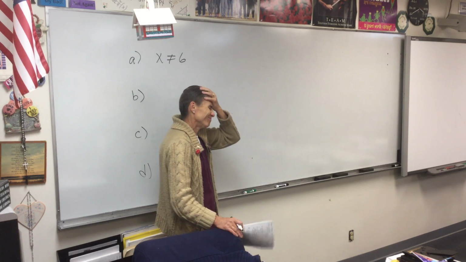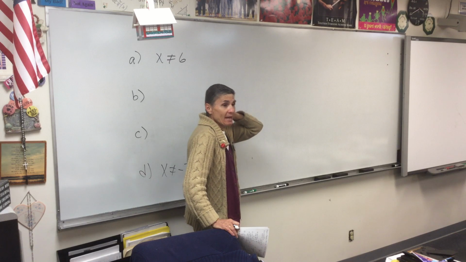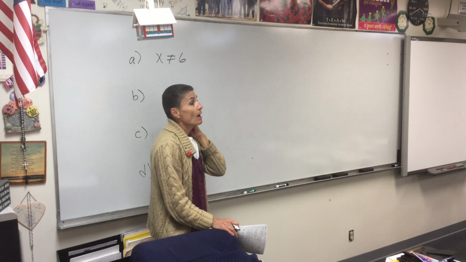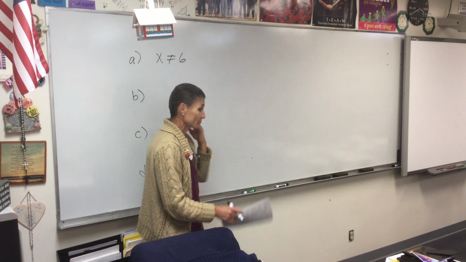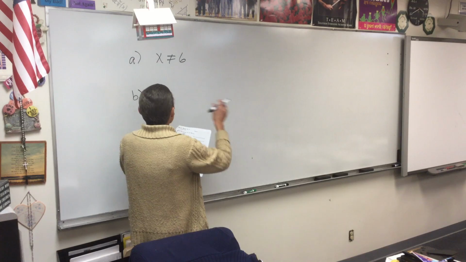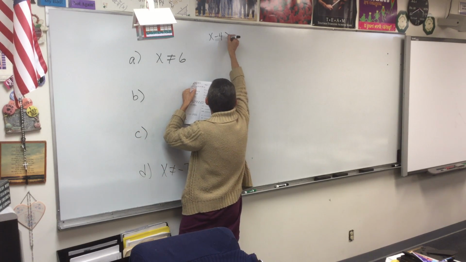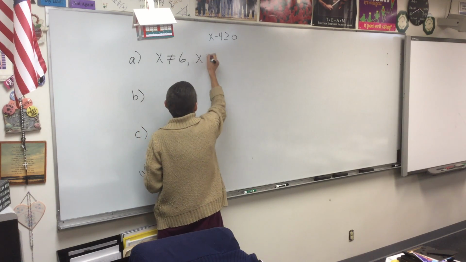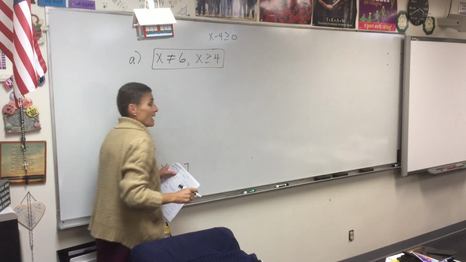Or with radicals. When I do domain, I worry about radicals, right? And what do I worry about when I worry about radicals? Whatever's underneath has to be greater than or equal to 0. So A has a radical. That means X minus 4 has to be greater than or equal to 0. Which means X has to be greater than or equal to 4.